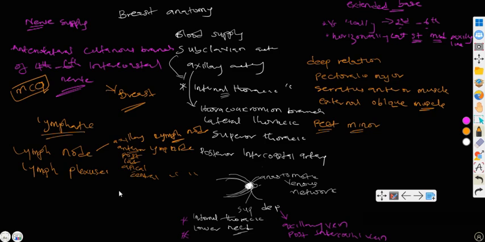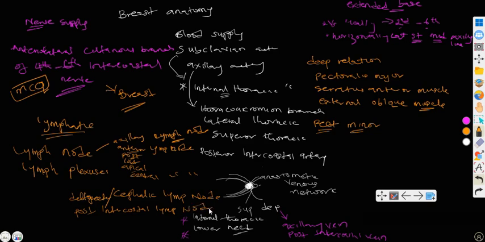Then we also have other nodes through which the breast drains. These nodes are very important to note. One of them is the cephalic lymph node, also called the deltopectoral lymph node. The next one is the posterior intercostal lymph node.